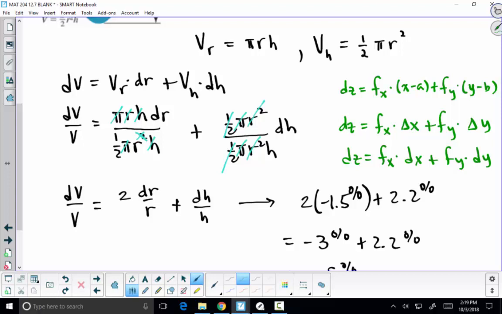So if you just had some function, you could find its gradient and then just dot that with the differentials, and that's this? Yeah, that's the same thing. Right, that's the gradient right there. That's the gradient dotted with the vector differential.